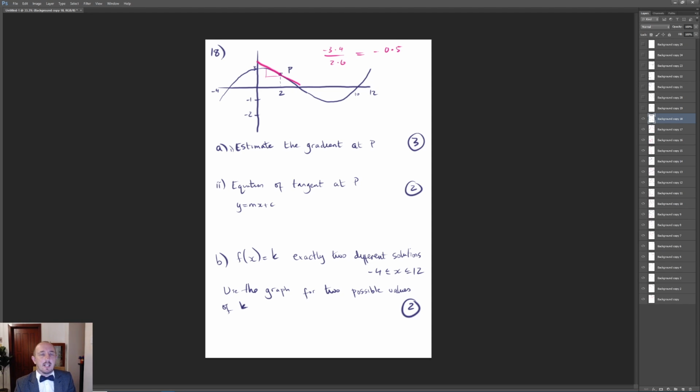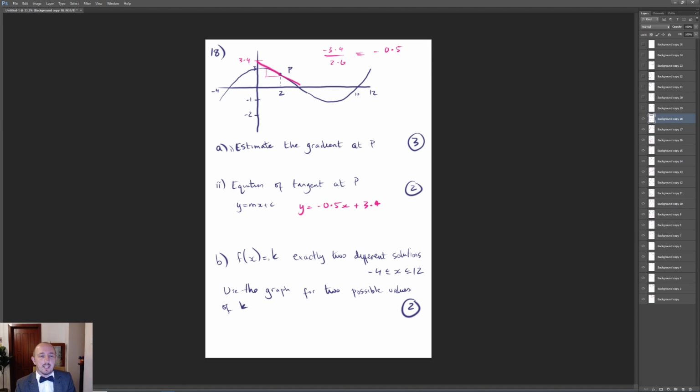Where I've extended that line to cut here, that was actually my y-intercept there of 3.4. So the equation of the tangent at P would be y equals minus 0.5x plus 3.4. But your values might be slightly different to that depending on your accuracy there.